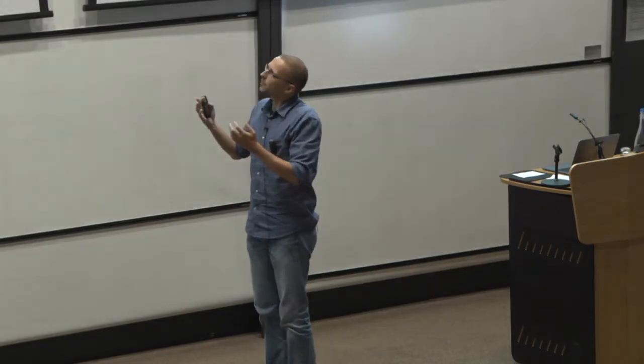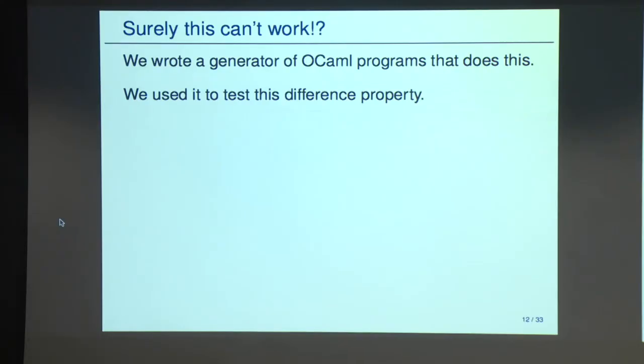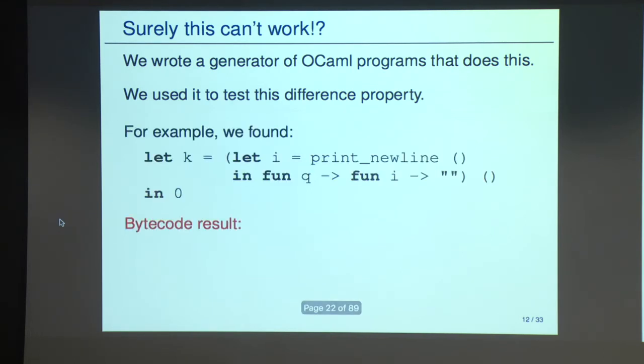Well, we actually wrote a generator of OCaml programs that does exactly this, and we used it to test this difference property. And then we found interesting things, like this little gem that says, well, here's an application that's bound to k and then returns 0. Okay, so what does the application do? Well, the argument is just a unit. And this operator expression here is something that has the side effect of printing a new line, and then it returns a 2-argument curried function, but we're only applying it to one.